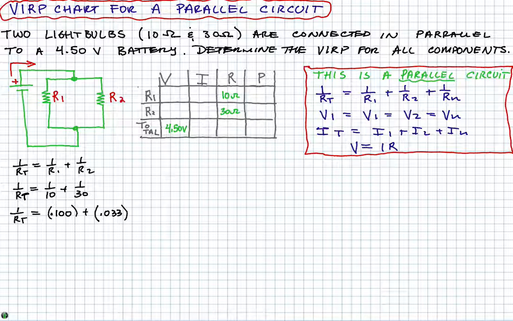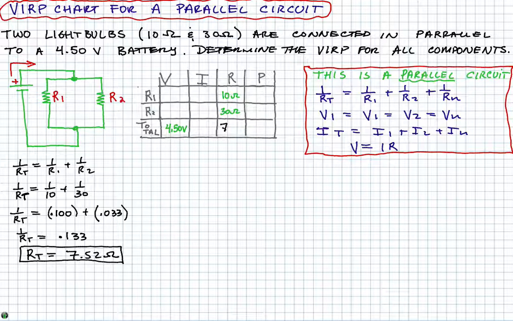I'm recording the information with a level of precision to the closest 10/100,000th decimal place. So if I add those two decimals together, I get 1 over RT is equal to 0.133. So that means RT is equal to the reciprocal, which is 7.52 ohms. Okay, so this is 7.52 ohms.